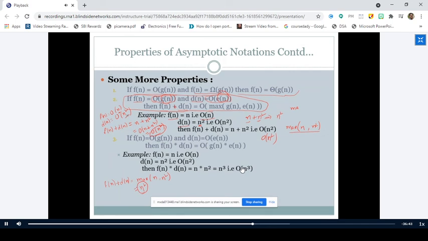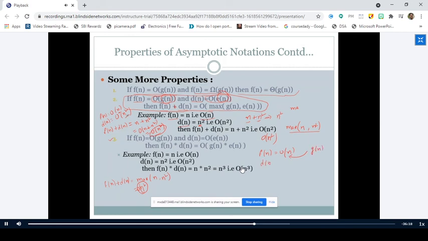Yes, sir. Right. Now coming to the last property, if f of n is equal to big O of g of n and d of n is equal to big O of e of n, then f of n into d of n is equal to big O of g of n into e of n. Again, we'll take an example. Let us take f of n is equal to big O of n. So what is g of n? This one.